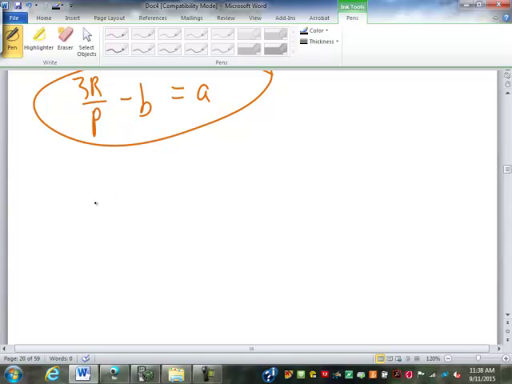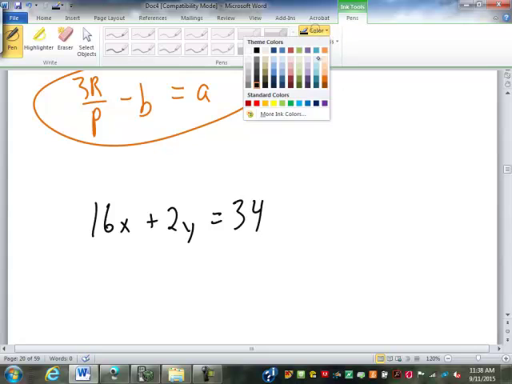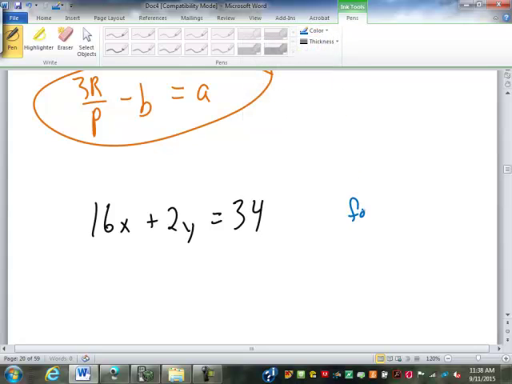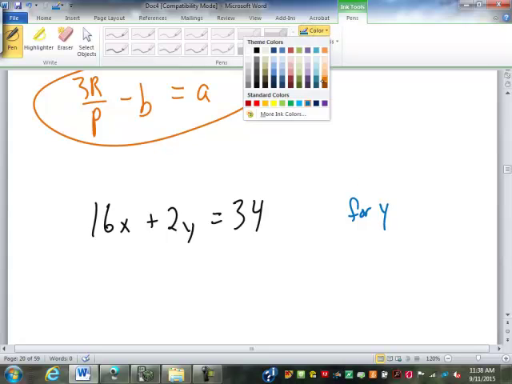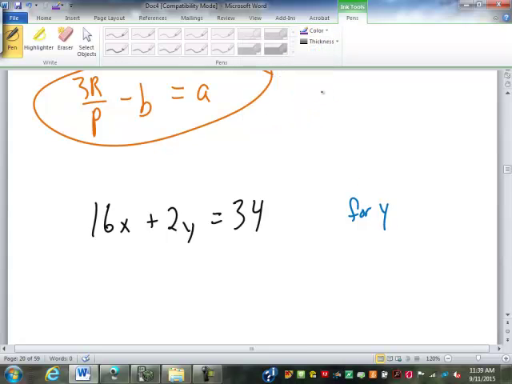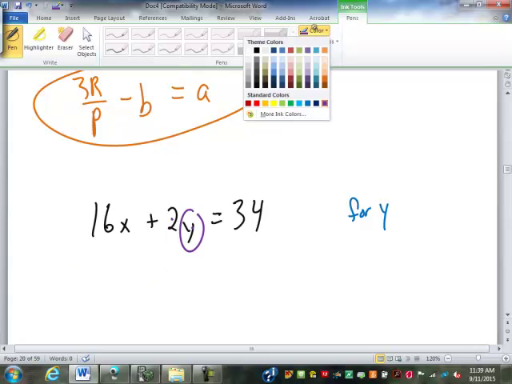On a slightly simpler note, you might have 16x plus 2y equals 34. You might be asked to solve for y. This one's a little bit tricky because we're so used to solving for x. Now we're solving for y here.